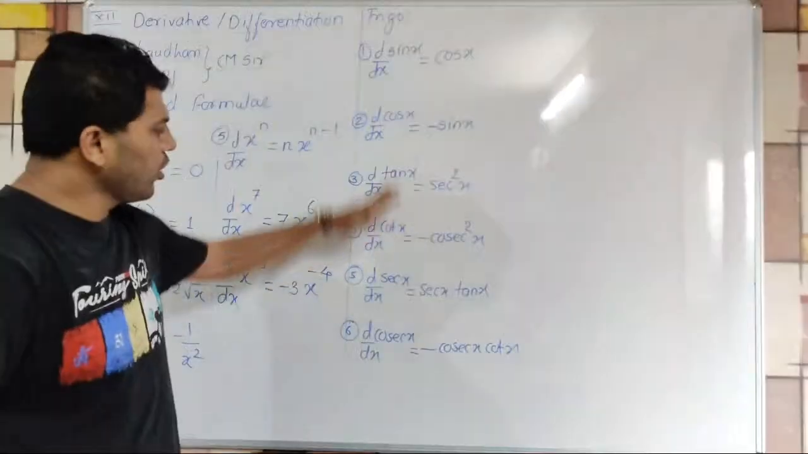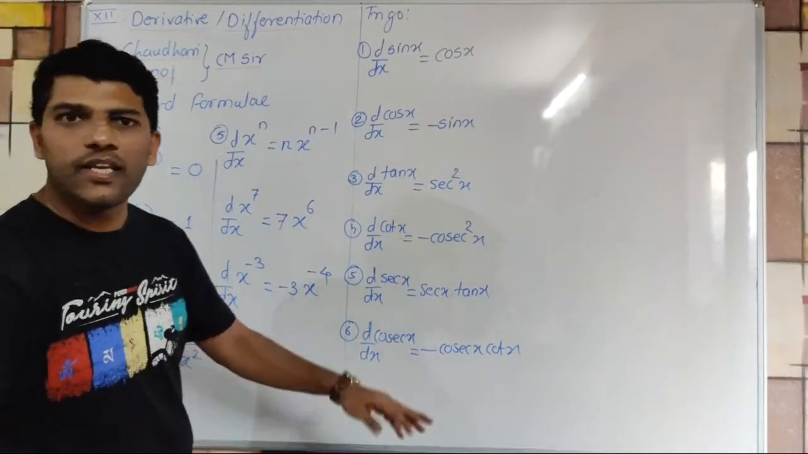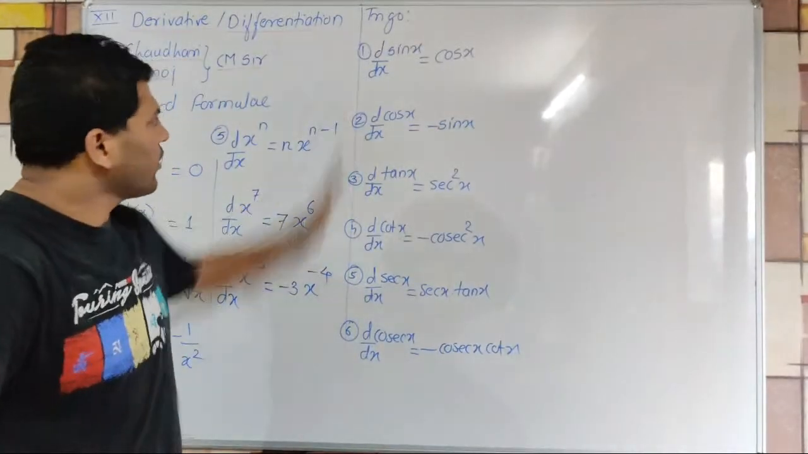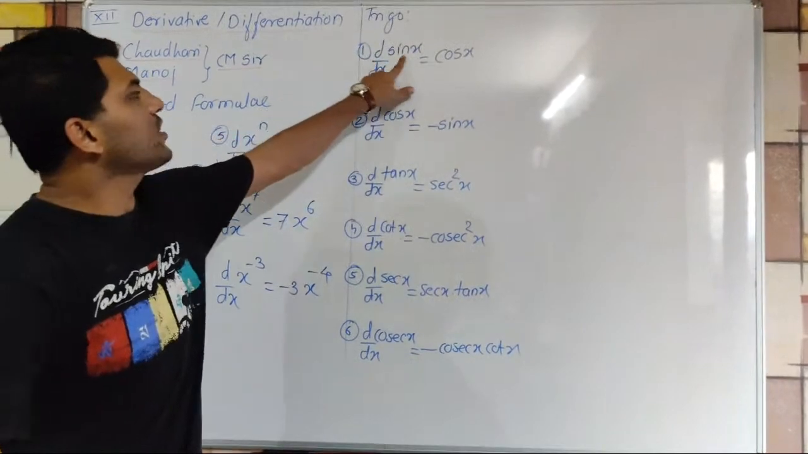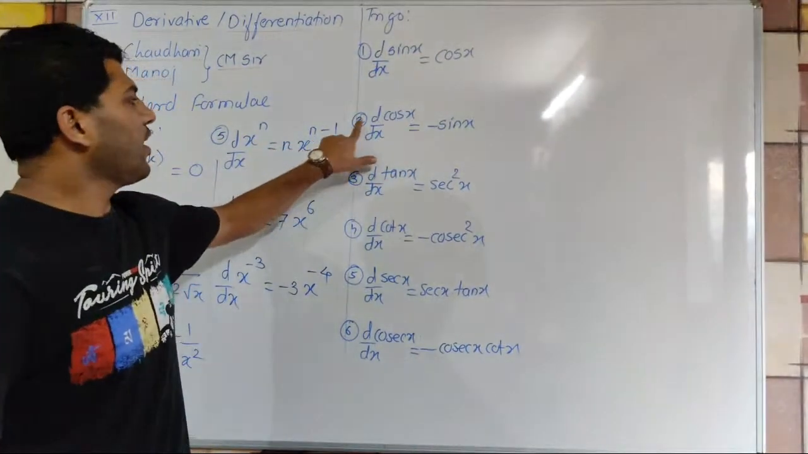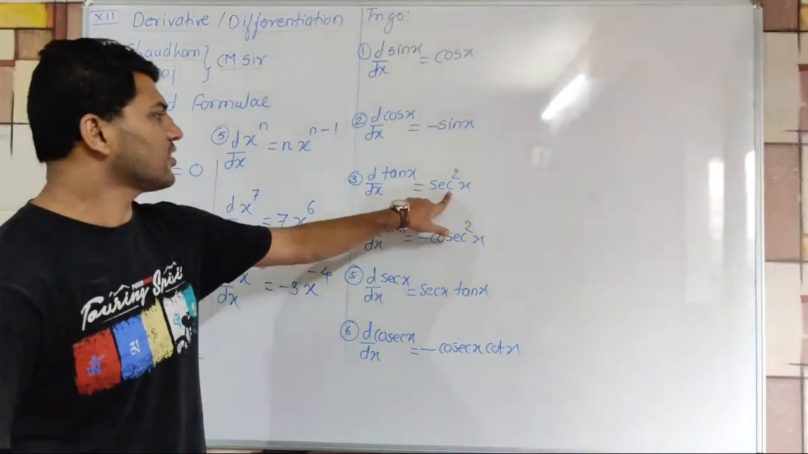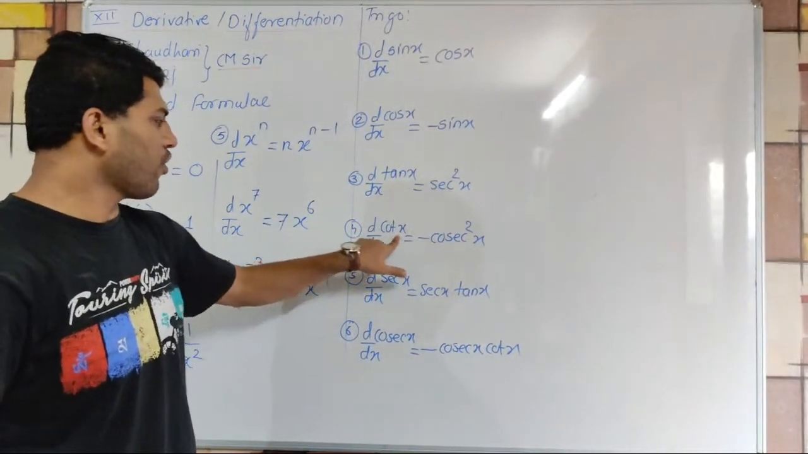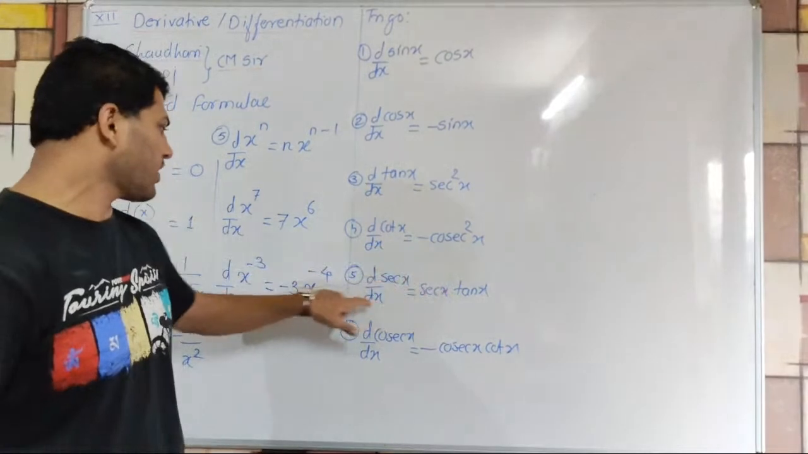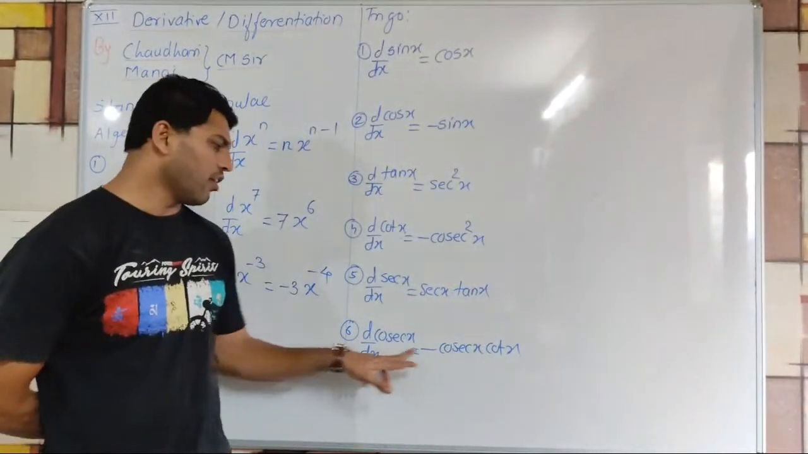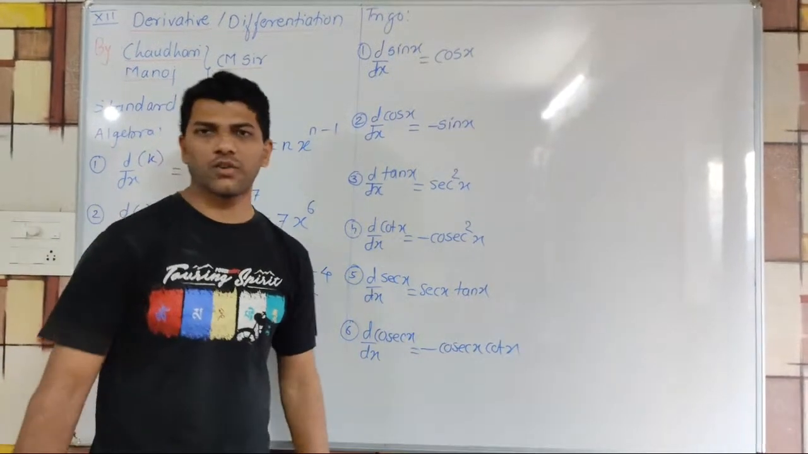Okay, so let me explain once again the 6 important formulas, and there is one simple trick or hint in them. Derivative of sin x is cos x, derivative of cos x is minus sin x, derivative of tan x is sec square x, derivative of cot x is minus cosec square x, derivative of sec x is sec x into tan x, and derivative of cosec x is minus cosec x cot x.